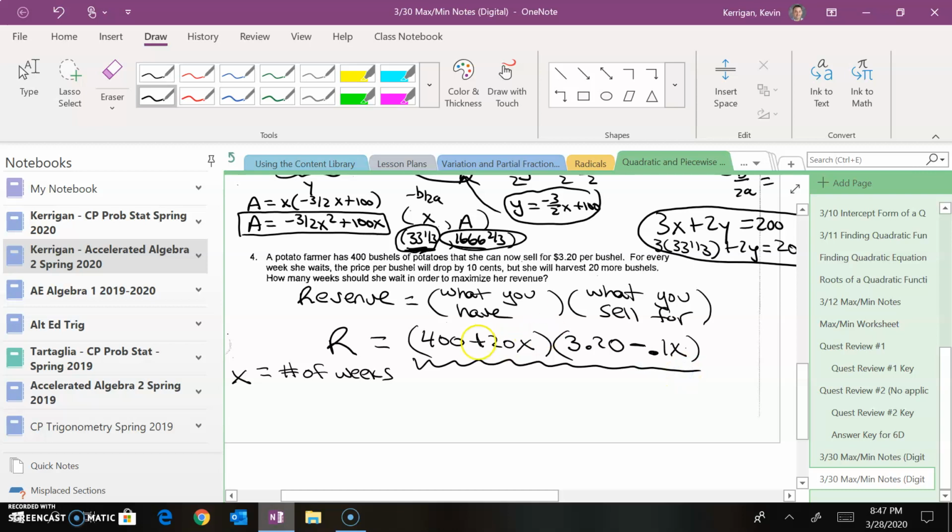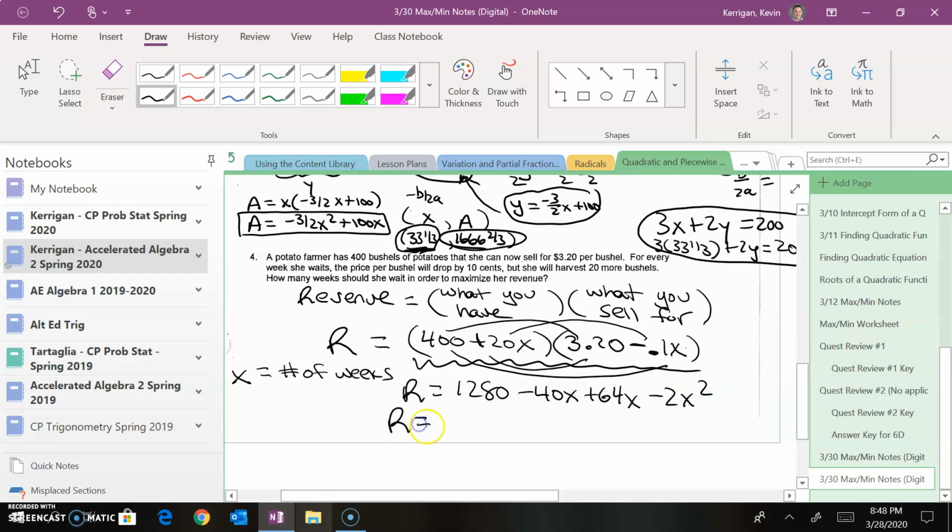Now this is a binomial times a binomial. I can simply just go through and FOIL that out, right? And if I do that, I'm going to get R equals 1,280, which is this times this, and 400 times negative 0.1x, 20x times 3.20, and 20x times negative 0.1x, which will give me minus 40x plus 64x minus 2x squared. And now if I clean that up and put my square term in the front, I'm going to get negative 2x squared plus 24x plus 1,280.